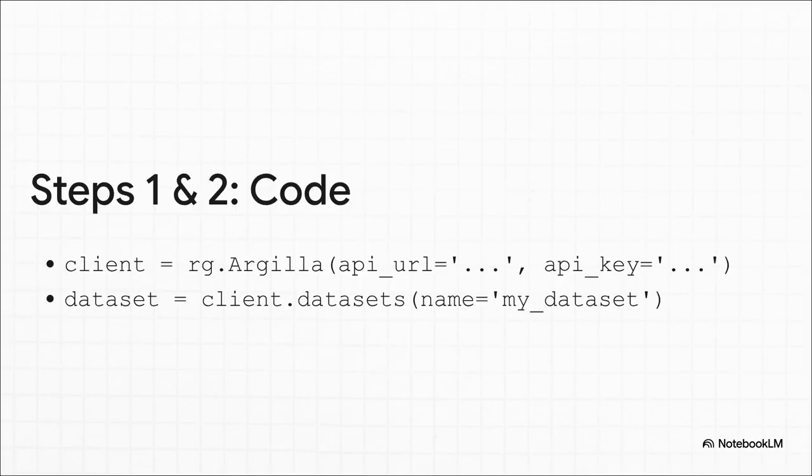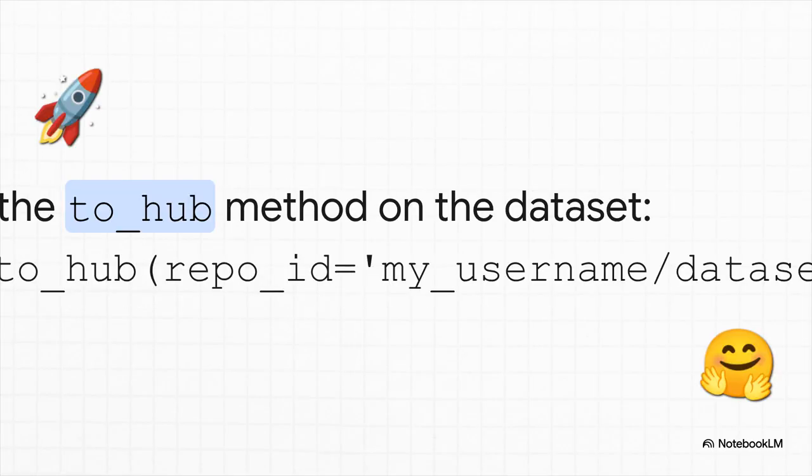Step 1, you create your client, just like we talked about earlier, pointing to your server with that API key. Step 2, you just grab the specific dataset you want to export by its name. And that's it. You've now got the dataset object ready to go. And now for the magic. Step 3, you just call the to_hub method on that dataset object we just made. All you have to do is give it a repo ID, which is just your Hugging Face username, a slash, and whatever you want to name your new dataset. That's it. You run that one line, and Argilla takes care of everything else.